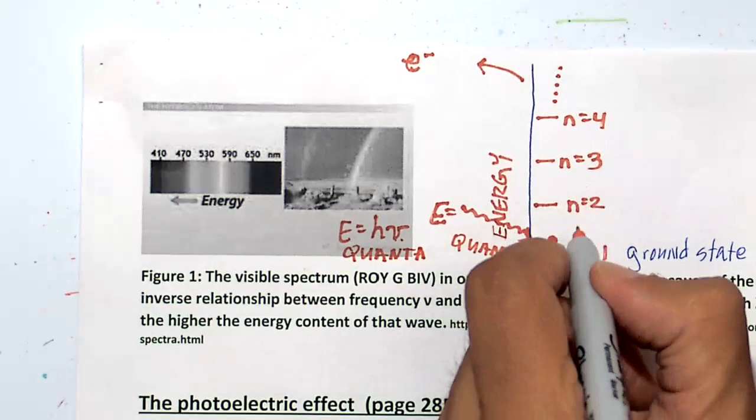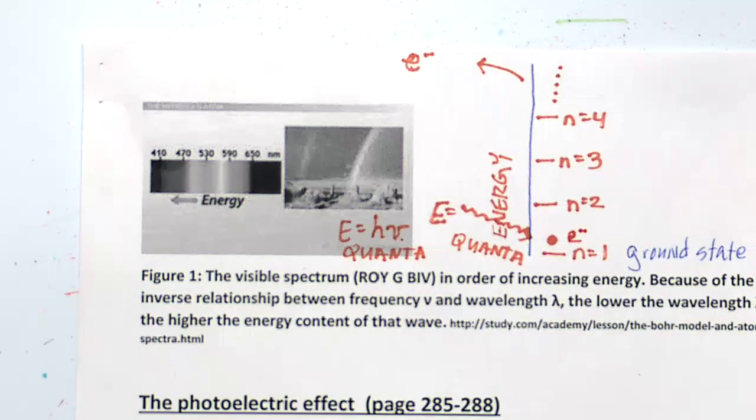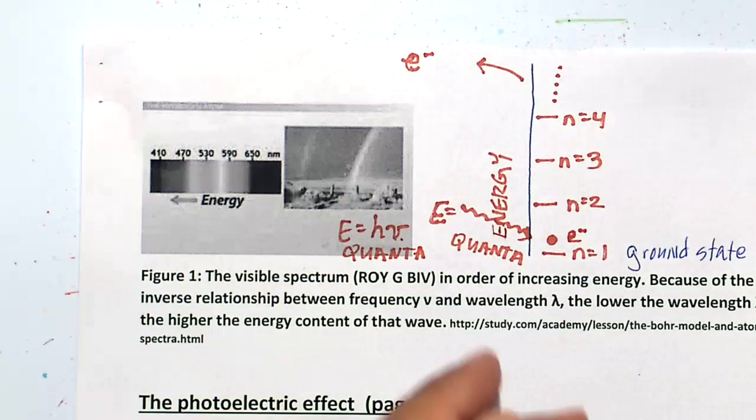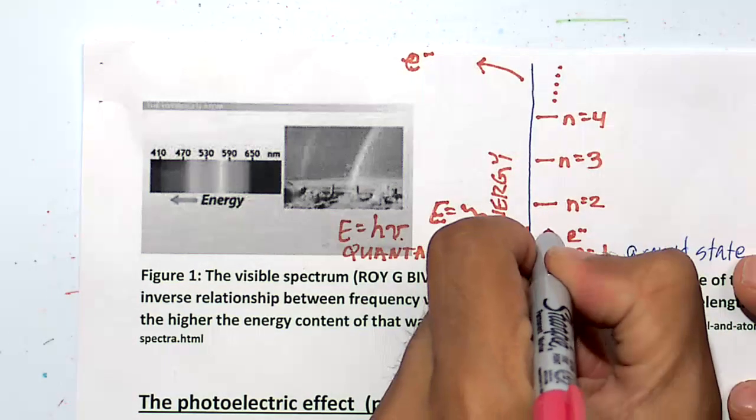And this electron, what happens if I hit it with a quanta of energy? Let's say the quanta is just right. Remember, it has to be just right. Nothing more, nothing less. It takes 50 for me to get to here. Not 51, not 100, not 200. 50 and 50 alone.